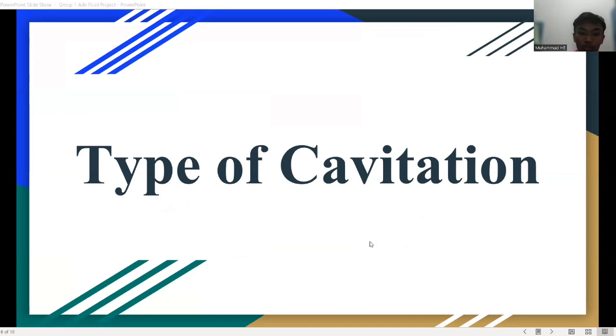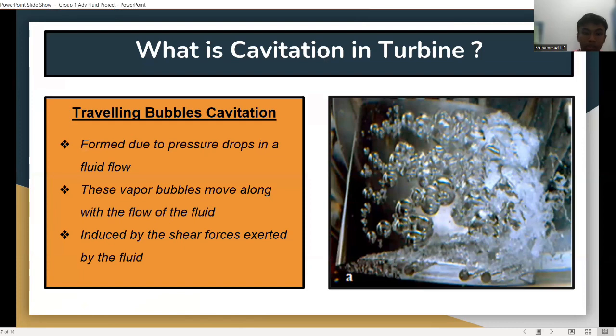Next, we move to the types of cavitation in hydro turbine. So, what is cavitation in a hydro-turbine? Cavitation is a physical phenomenon that happens in flowing liquids when the local static pressure drops below the vapor pressure of the liquid and causes the formation of vapor bubbles.